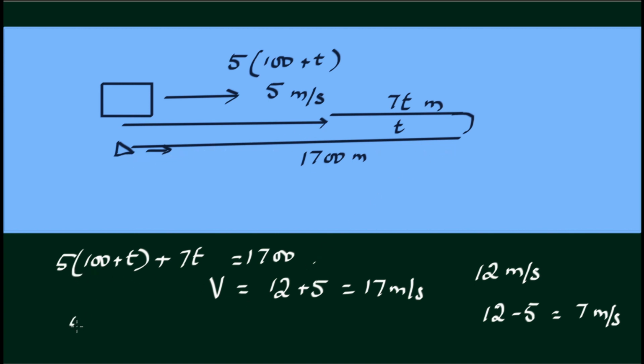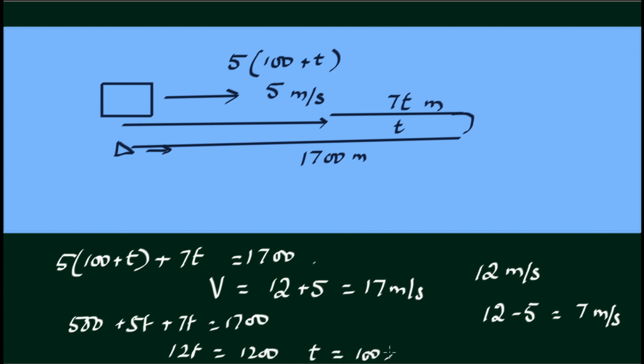So this is 500 plus 5t plus 7t is equal to 1700. We take 500 that side, that becomes 1200. This is 12t is equal to 1200. So the time t is equal to 100 seconds. So it travels back for 100 seconds.